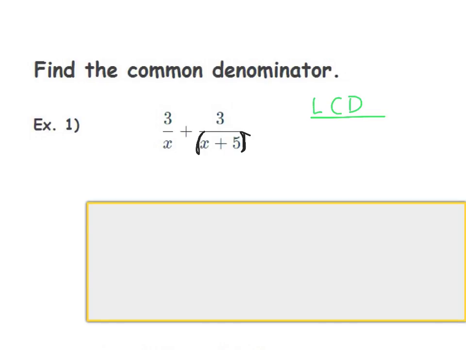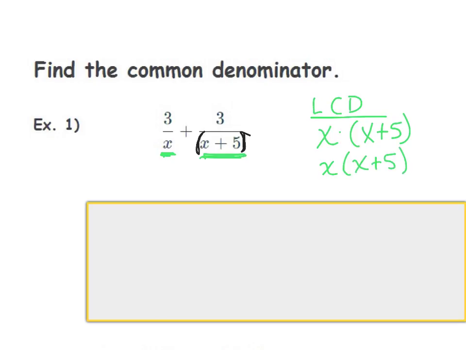So we're going to look at the first quantity and look at the denominator and say, well, I need a factor of x. Looking at the second quantity, I'm going to need a factor of x plus 5. Now please realize that x plus 5 is not the same as an x. These are two separate factors. So we're going to need one of each. So I can simply write this as x times x plus 5.